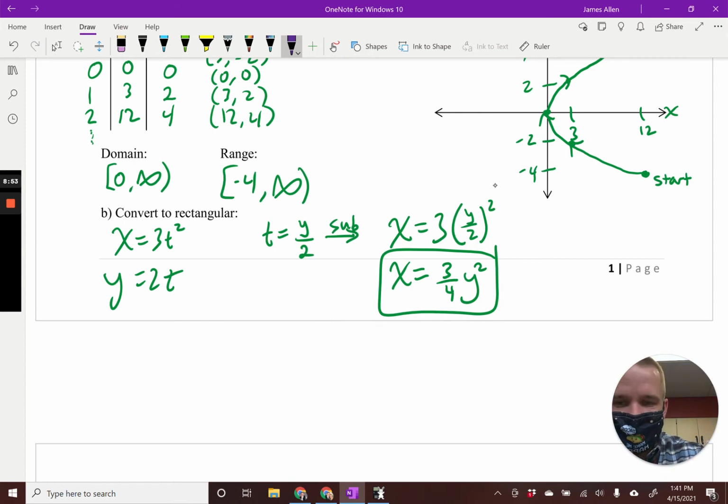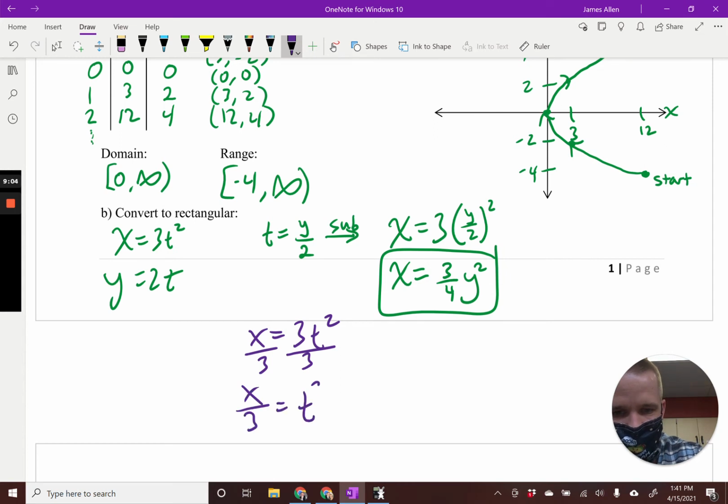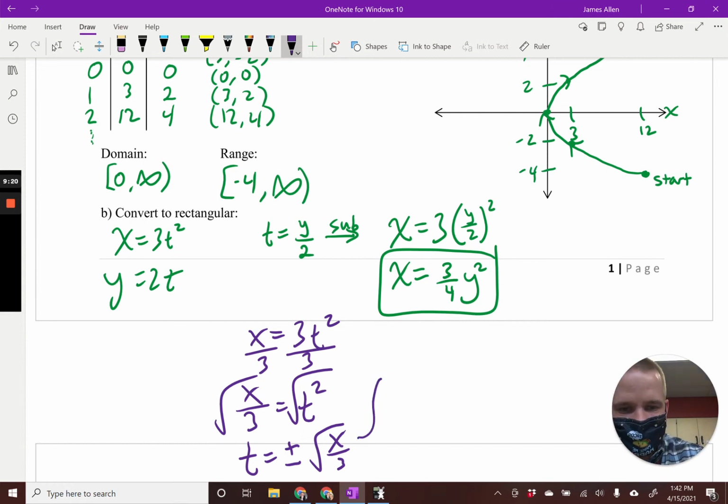Got to get some. All right, so if I solve that x one, if I isolate t, first I'd have to do, I'll write them all down here, divide by 3. So you get x over 3 equals t squared. Square root on both sides. So I'd get t equals plus or minus the square root of x over 3. Cool. Now I can take that and plug it into my y. So I'll go subs. And I'll have y equals, and then that plus or minus, I'll pop that out front, 2 square root x over 3.